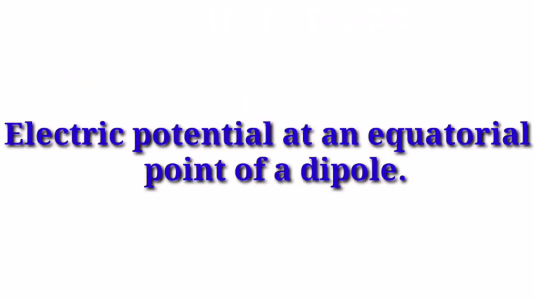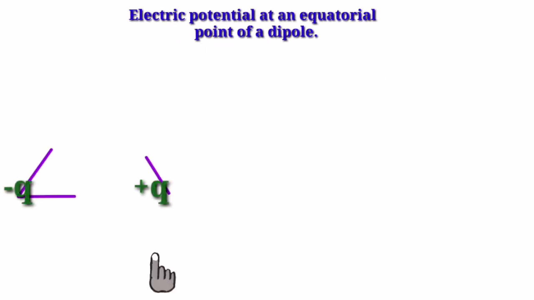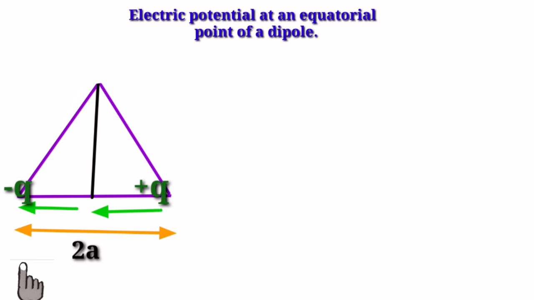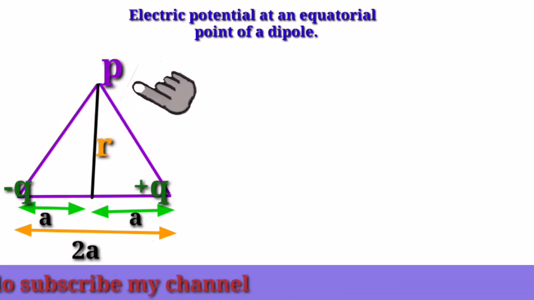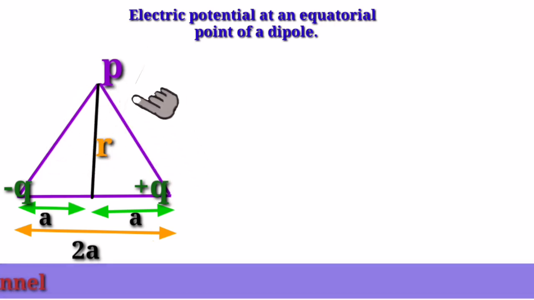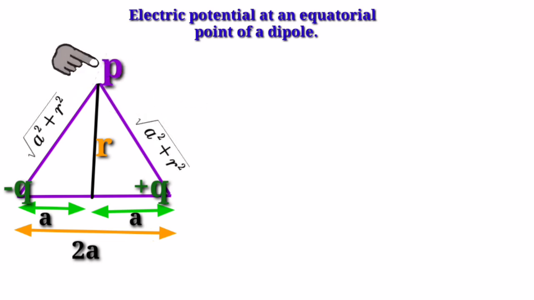Now, we are going to derive the expression of electric potential at an equatorial point of a dipole. Suppose we have an electric dipole of length 2a. We have to find electric potential at point P, which is a point on its equatorial plane. Now, let the distance of the point P from the center of this dipole be r. Therefore, the distance of the point P from the charge minus q as well as from the charge plus q can be determined by using Pythagoras theorem, which is root over of a square plus r square.